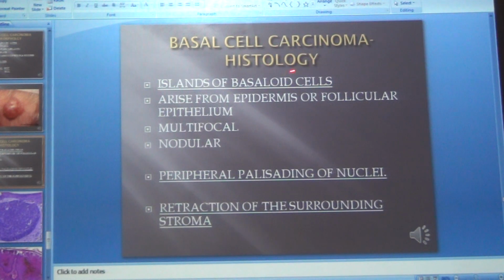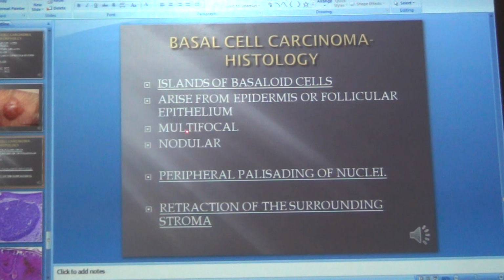Histology of the basal cell carcinoma. Basically, this basal cell carcinoma is composed of lobules or islands of basaloid cells. Because these cells resemble basal cells, they are called basaloid, hyperchromatic cells. They arise from the basal layer of the epidermis or the epithelium of the hair follicle.